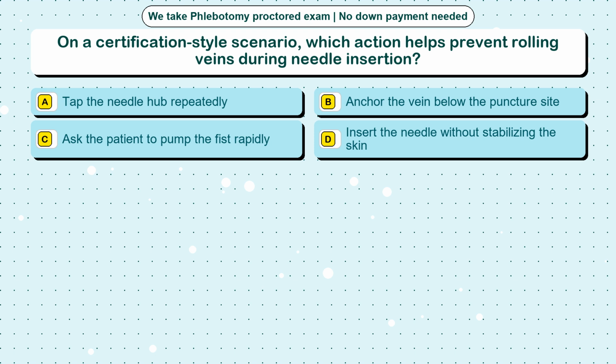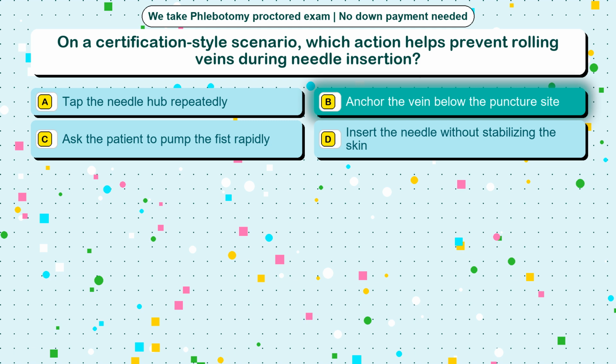Option A, tap the needle hub repeatedly. Option B, anchor the vein below the puncture site. Option C, ask the patient to pump the fist rapidly. Option D, insert the needle without stabilizing the skin. The correct answer is option B, anchor the vein below the puncture site.